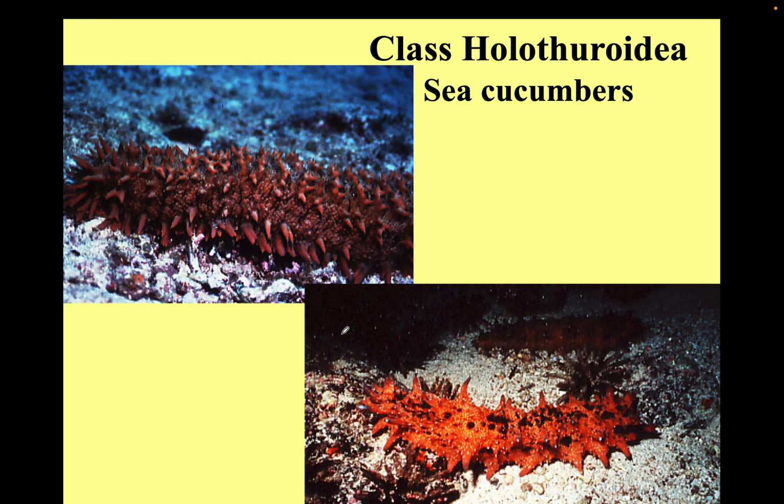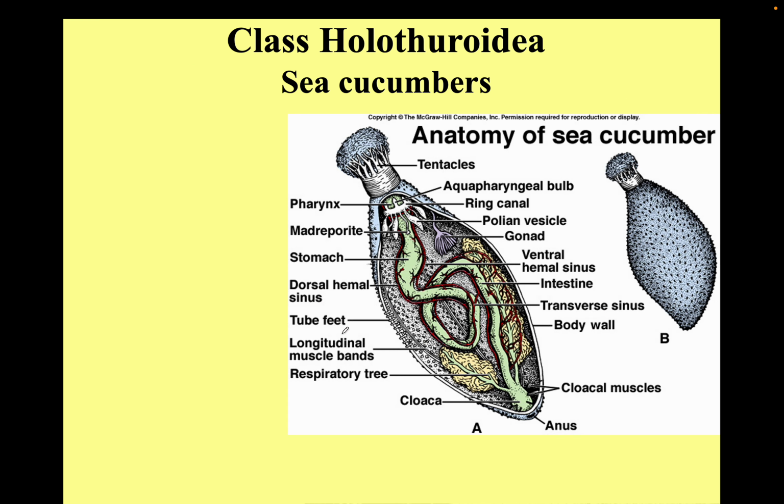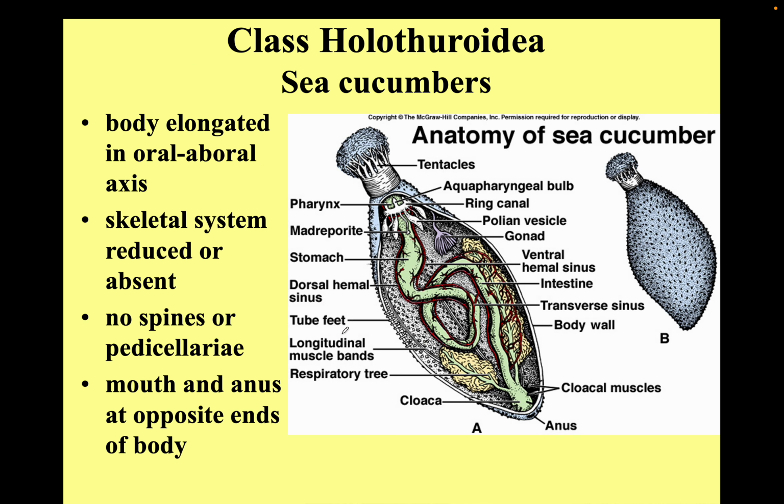Okay. Then we have the sea cucumbers, the Holothuroidea, which are elongated cylindrically. So the body is elongated following an oral aboral plane or axis. The skeletal system of Holothuroidea, unlike Asteroidea, Echinoidea, or Ophiuroidea, is actually reduced. So the endoskeleton is reduced, or in some representative species, totally absent. There are no spines on the surface and no pedicellariae.